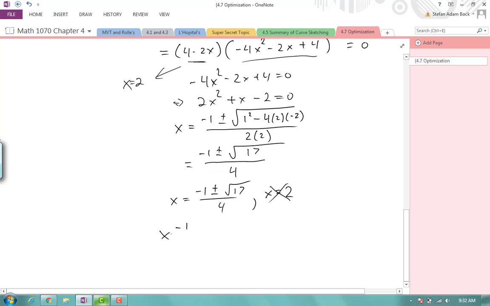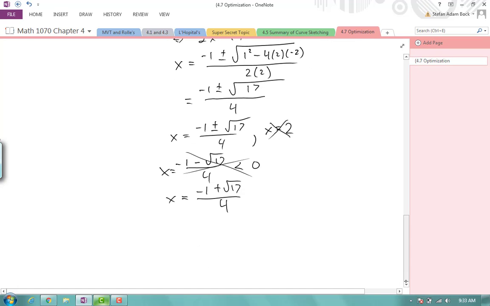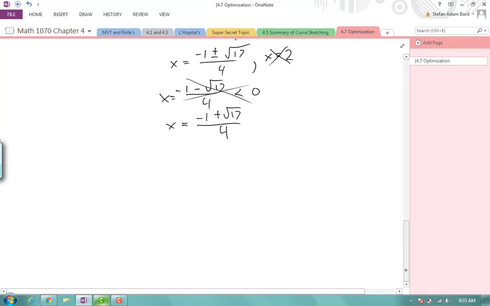I have negative 1 minus the square root of 17 over 4. That's less than 0, which is outside of my domain. So I don't want that, which means I only have one possible solution, which is negative 1 plus the root of 17 all over 4. Fabulous. Now, I only have one critical number, so this is probably my answer, but there exist problems where I get a critical number and I end up not having an answer out of that.